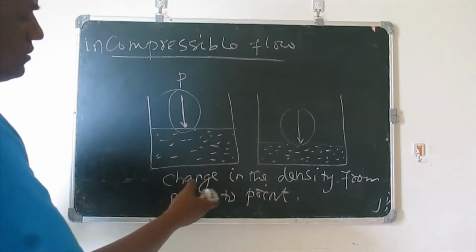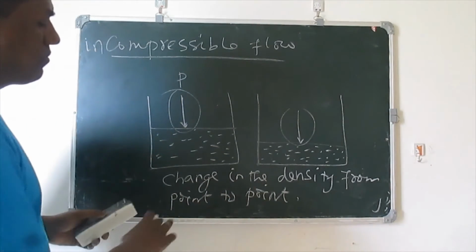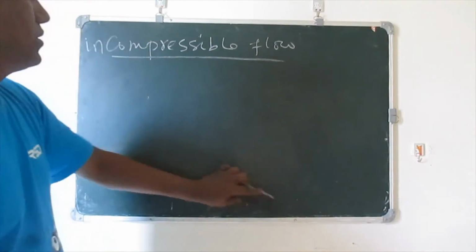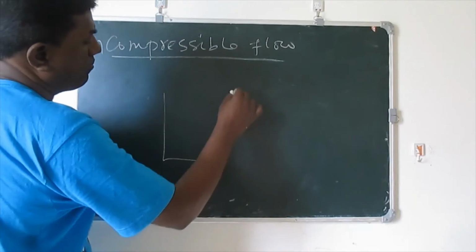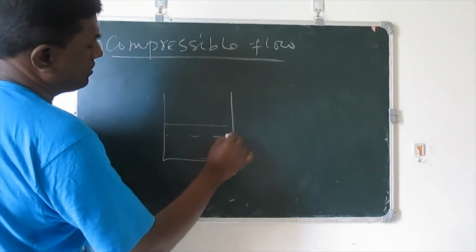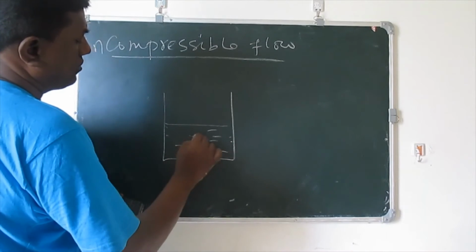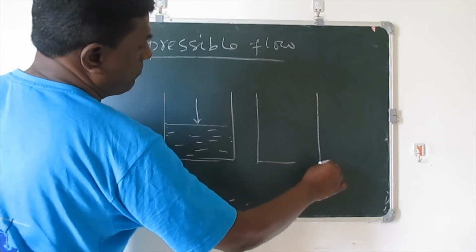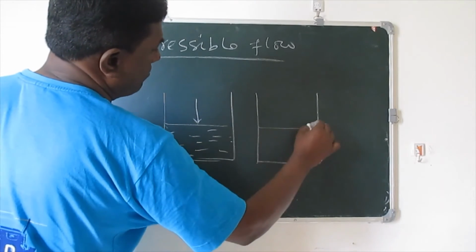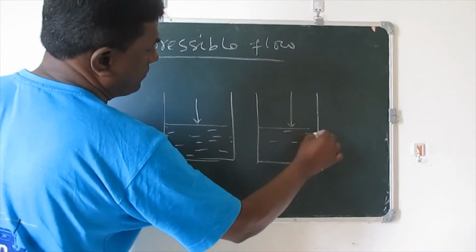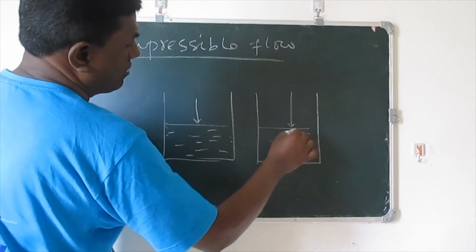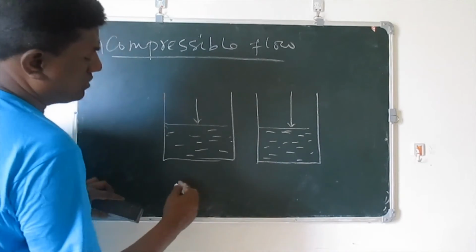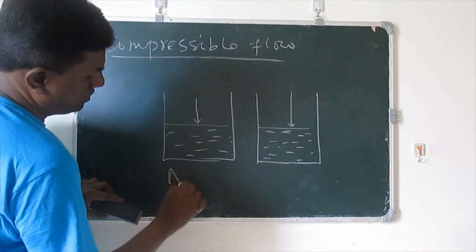That means there won't be any changes in the fluid density from point to point. So that means it will be the same. Suppose in the beaker, we have the water, and we are applying the pressure. After some time, from any point, it will be remaining the same only. It won't change. The volume does not change, so the density also will not change. So no change in the density.